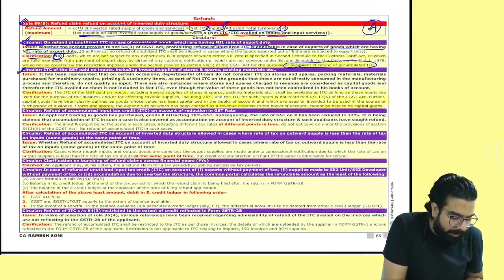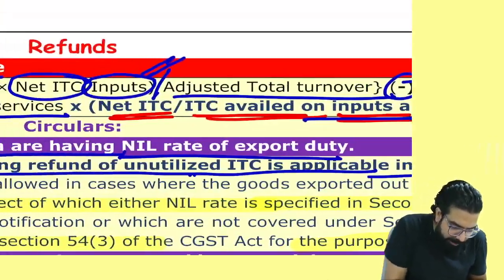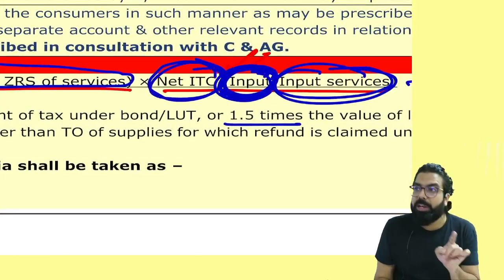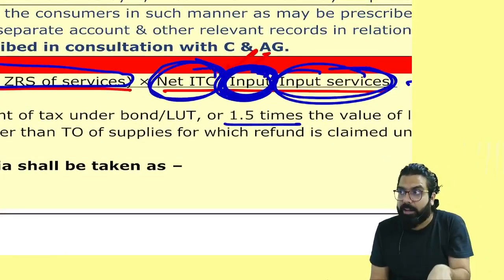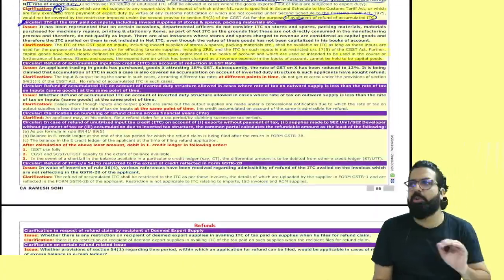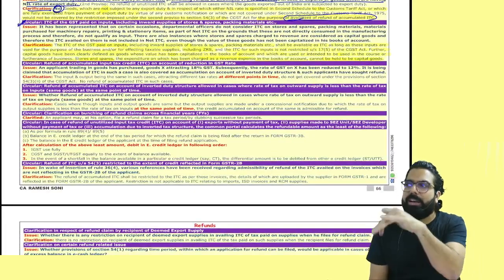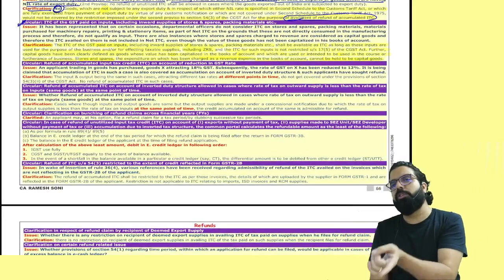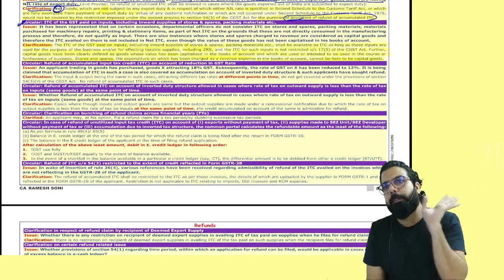And you tell me one thing. Here you take net ITC of input, correct? Here you take net ITC of input. Will you get that ITC in this net input? Yes or no? Yes. Officers were trying to delete it so that you get less refund. Government clarified, officer, input means input. What is not capitalized is always input.